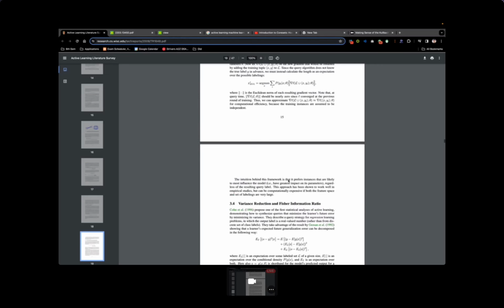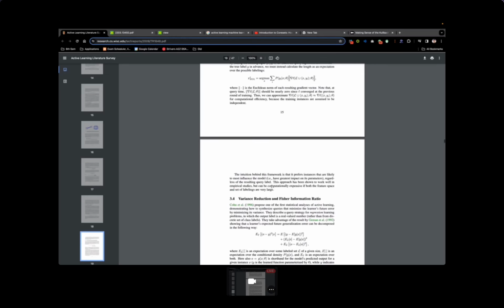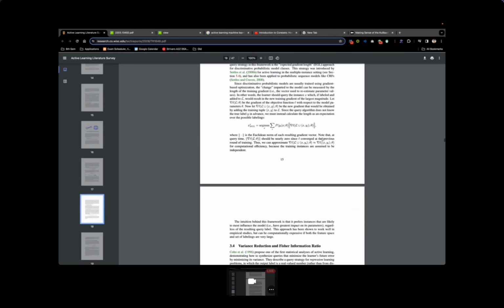The intuition is that the instance likely to influence the model the most, because the new point is not the one on which the model was trained. It's from the unlabeled set, so that is expected to cause the most change, so that's why we can exploit this expectation.